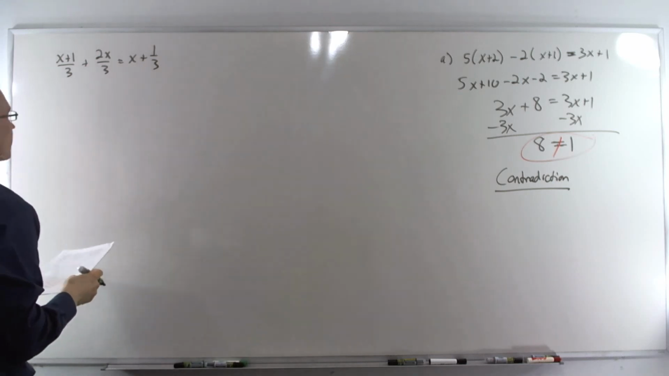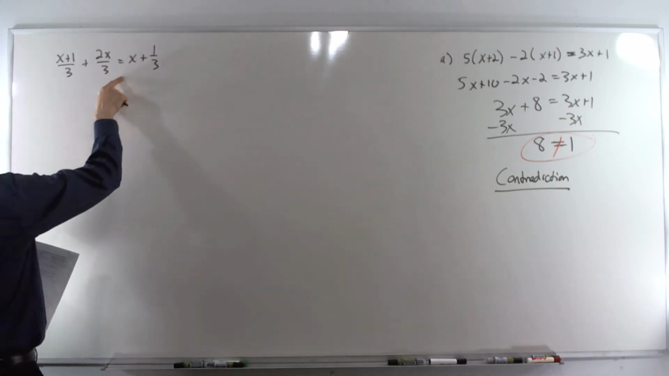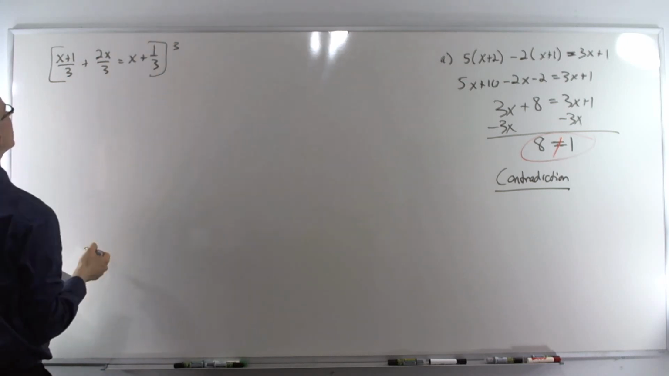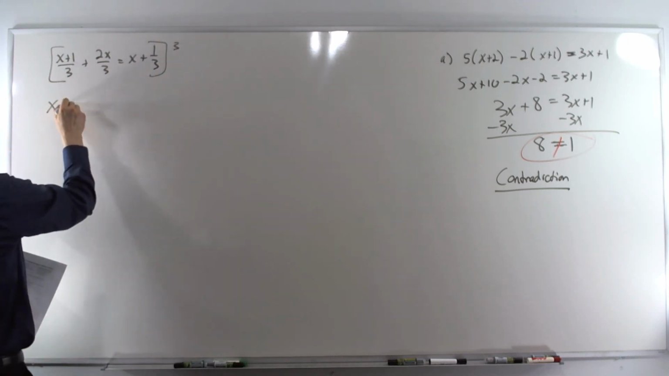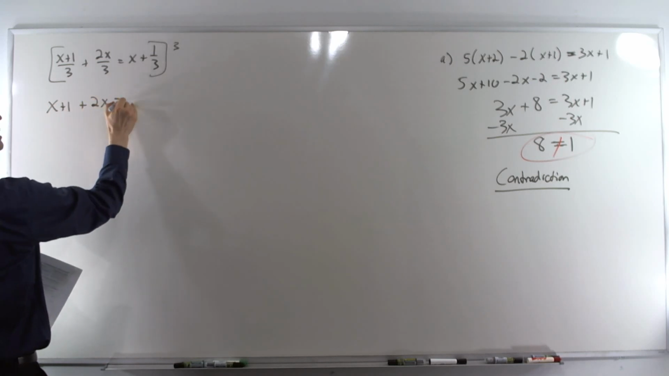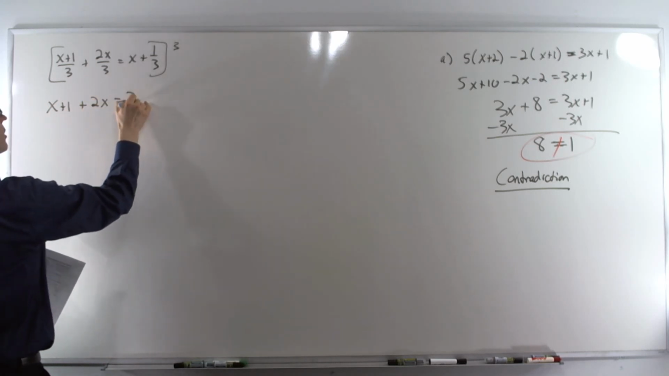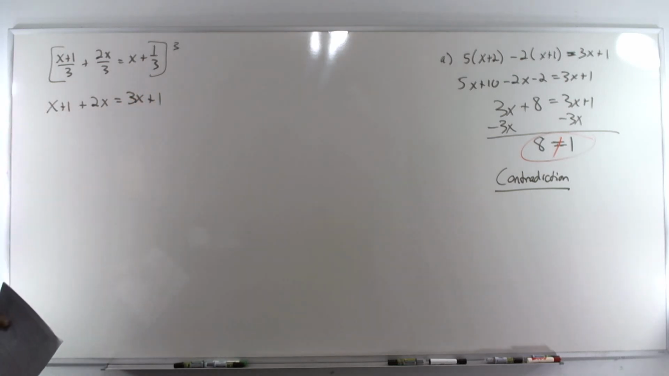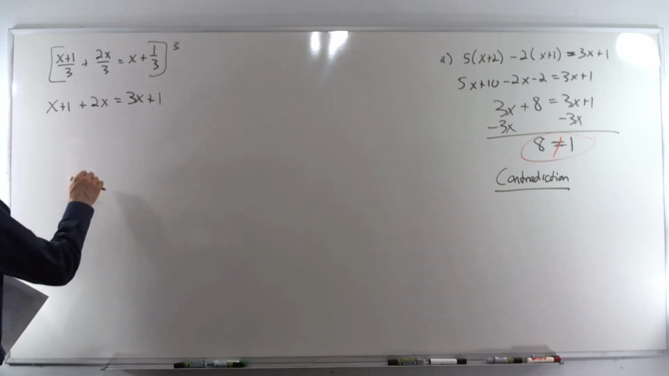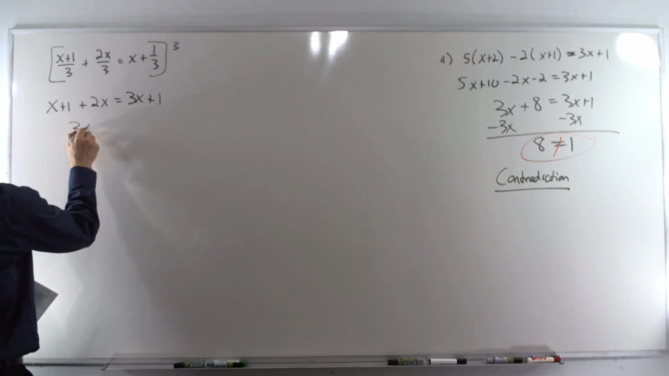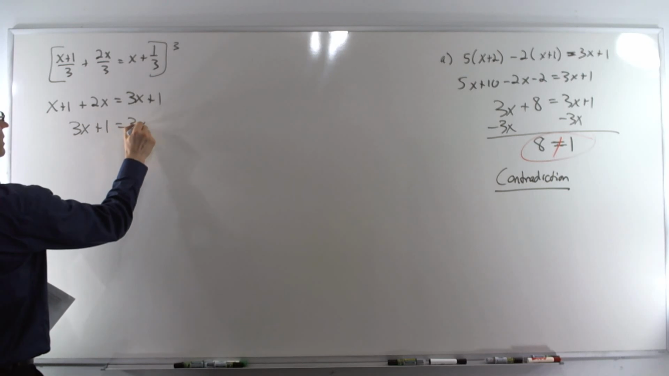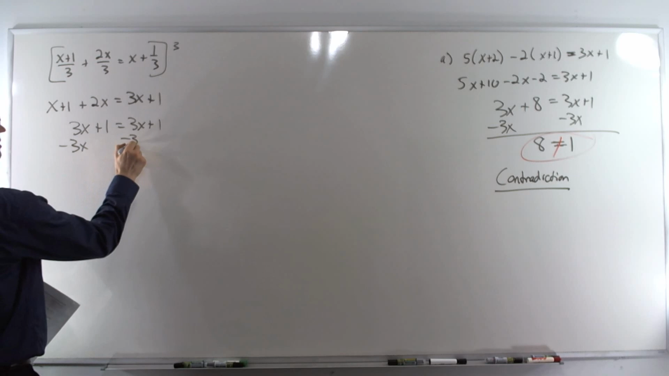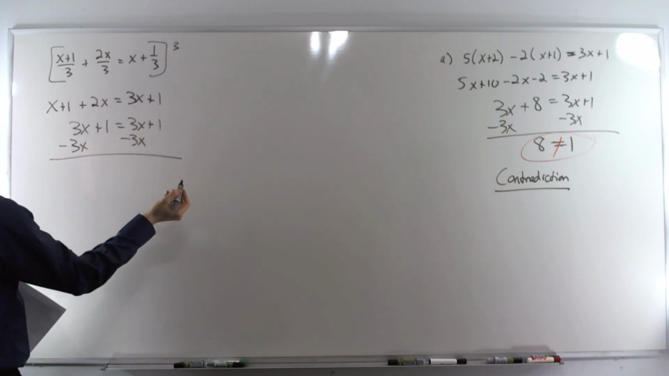All right, next up, we've got a bunch of 3's in the denominator. We can get rid of those by multiplying by 3. So that gives us x plus 1 plus 2x equals 3x plus 1. All right, now we'll combine like terms. X and 2x, that's 3x plus 1 equals 3x plus 1. Oh, that's interesting. All right, let's get rid of the 3x's, just like we did last time. Subtract 3x from each side.